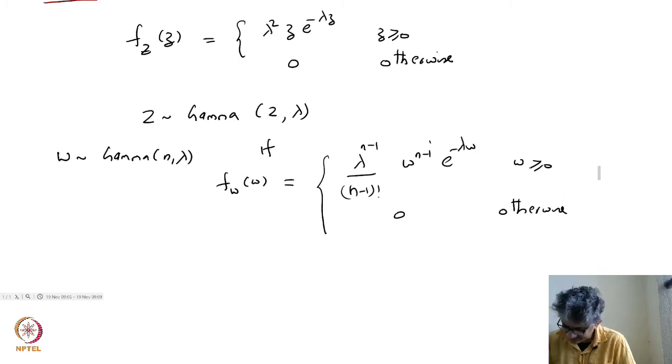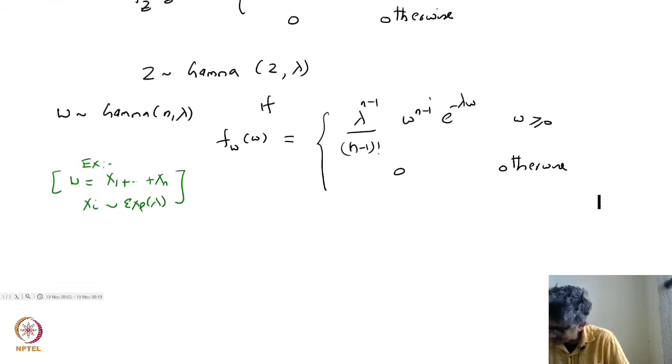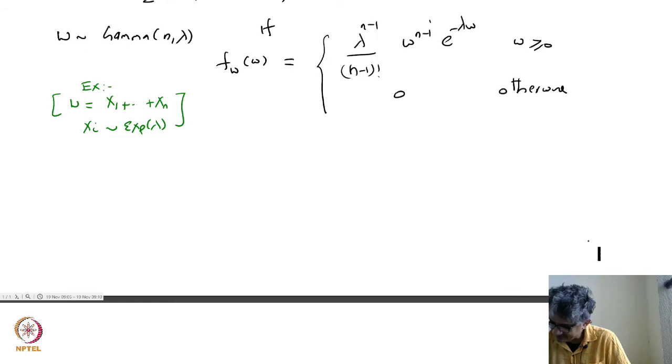And I'd also suggested that this could be done inductively. We could show that W is the same as X1 plus X2 plus up to Xn, where each Xi is exponential. This is an exercise I actually gave by induction. So the next thing we did was I stated this thing. I don't know if I did it completely.